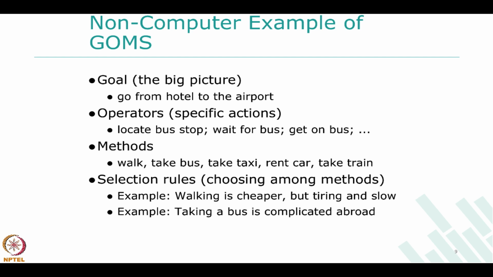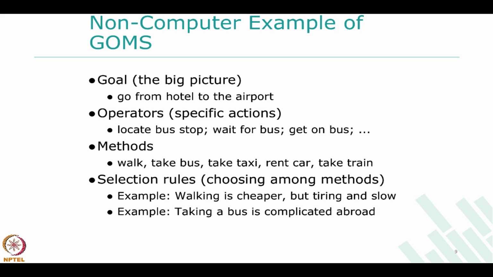So here, the goal is going from the hotel to the airport. Operators are: locate the bus stop, wait for the bus, get on the bus. Methods are: walk, take a bus, take a taxi, rent a car, take a train, whatever the methods are. You, as an expert in a given situation, would choose a different method, keeping a different metric. For example, walking is cheaper, but tiring and slow.